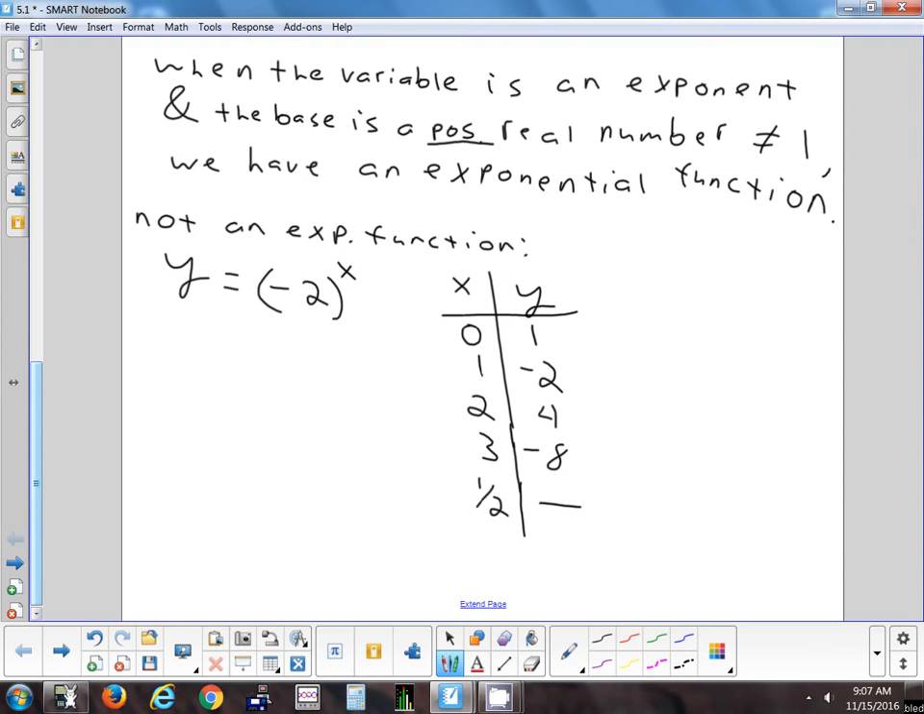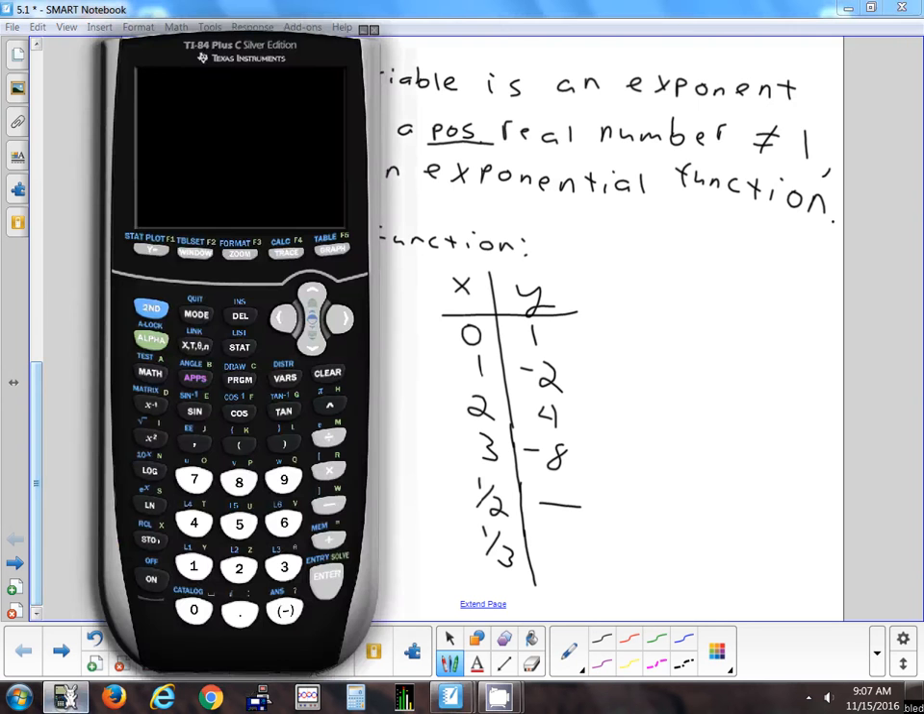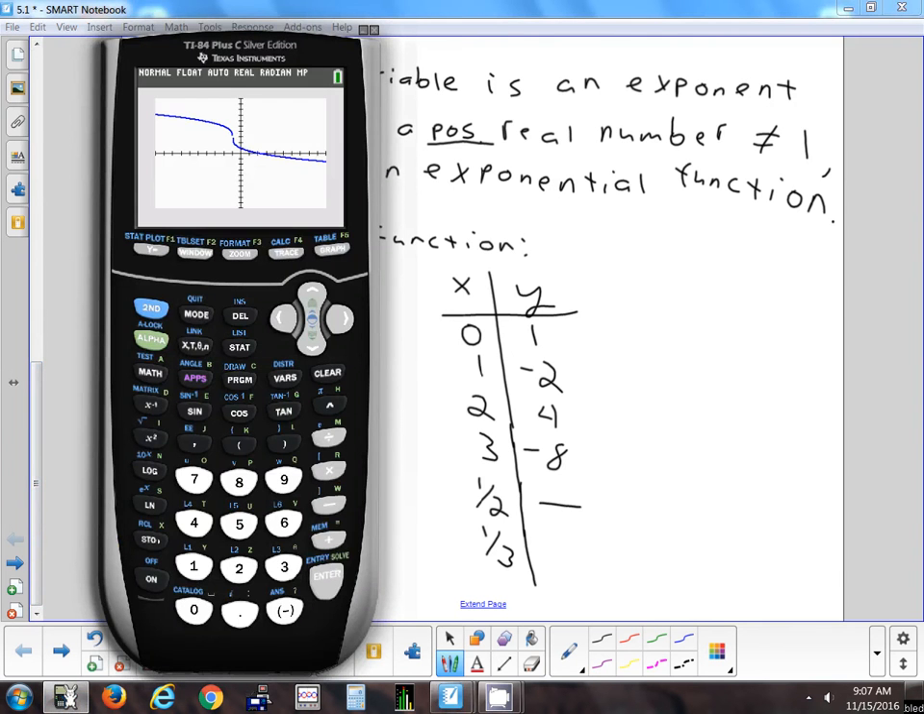But now let me do something like this. Let me raise it to the 1/3 power. What does that mean if I take negative 2 and I try to raise it to the 1/3 power? It's like I'm trying to take the cube root. And now, can you take the cube root of a negative? Yes. And you get some number. It's negative 1.26.